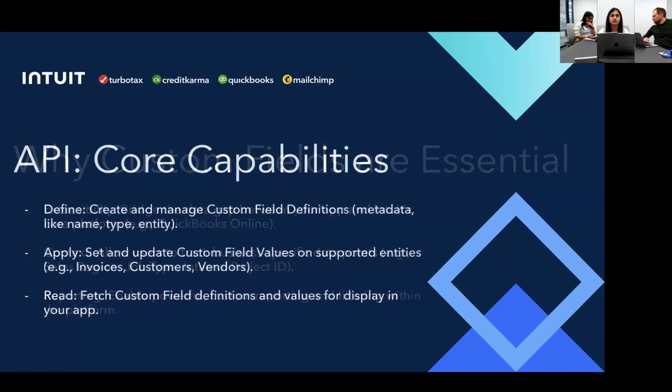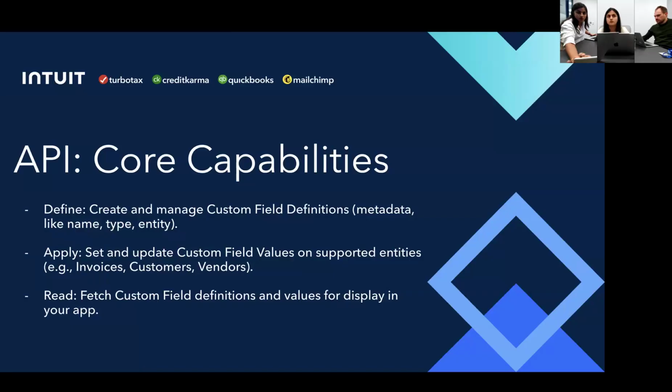Next slide, please. So how does the API work exactly? You can use it to define a new custom field with associated metadata like name, type, and entity. And you can also update specific custom fields and retrieve definitions and values for transactions.